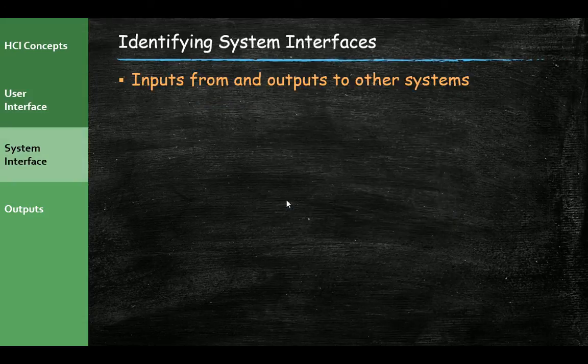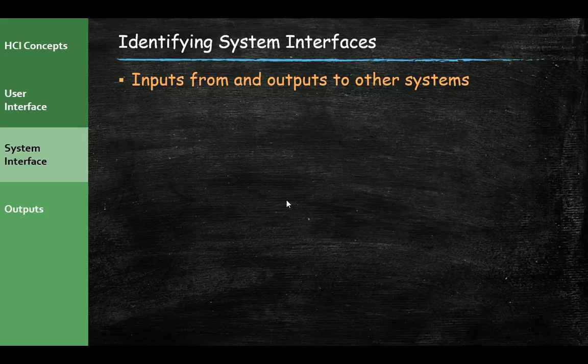All right, so system interfaces. We've kind of concluded the user interface. Now we're going to talk about the system interface, which is interfaces to the system from other systems. Like I've talked about several times before, most modern systems don't just interface with people, but they also interface with other systems. So we have to think about that in the design, and we have to figure out how we're going to handle that in our design.